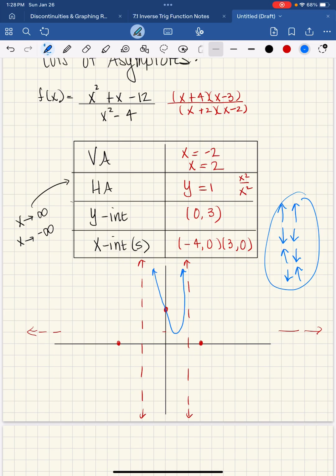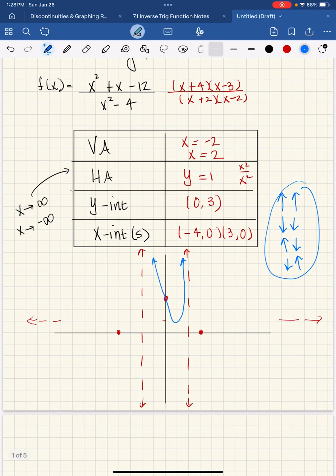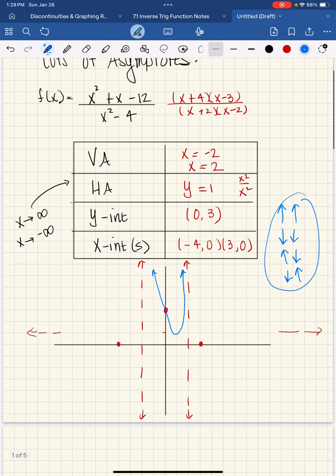Okay, the middle. I'm sorry, not the middle. The right and the left-hand side. We're going to go back to multiplicity, and we're going to go back to bouncing and crossing. So now we're putting all this polynomial stuff together with the asymptotes. Both of the x-intercepts have a multiplicity of 1.